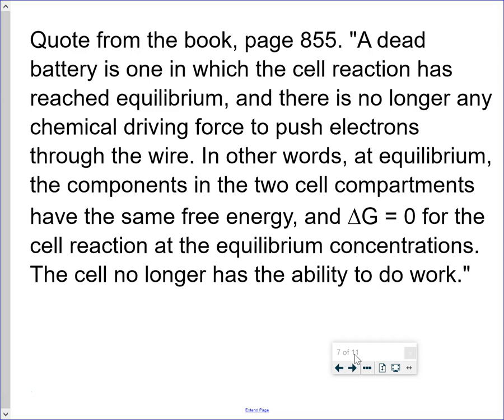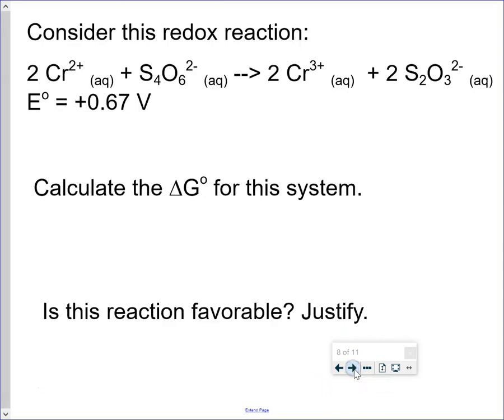In other words, at equilibrium, the components in the two cell compartments have the same free energy, and delta G equals 0 for the cell reaction at the equilibrium concentrations. The cell no longer has the ability to do work. So again, all these batteries are going to reach a point where either you run out of reactants, or you get to a point where equilibrium is simply reached, and this thing can't possibly do any more work. There's no longer a difference in potential for your two half reactions.